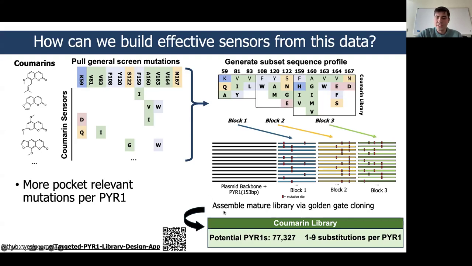And so when you assemble this library in particular, you get a library with 77,000 possible pure ones. Importantly, we allowed for more substitutions per pure one than the general screen library. Because we subset the sequence profile and filtered it down, it's much smaller, we could create a reasonably sized library with more substitution mutations per pure one. And in theory, we're using amino acid changes that are relevant to these coumarin-like structures.